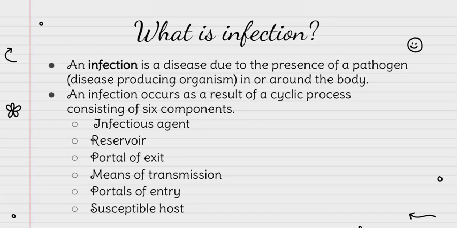So what is an infection? An infection is a disease due to the presence of a pathogen. A pathogen is a disease-producing organism in or around the body. An infection occurs as a result of a cyclic process consisting of 6 components: infectious agent, reservoir, portal of exit, means of transmission, portal of entry, and susceptible host.